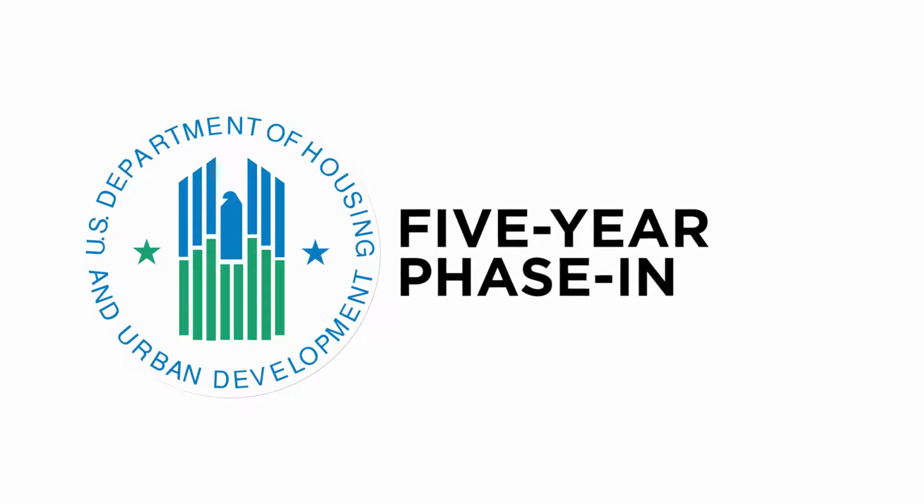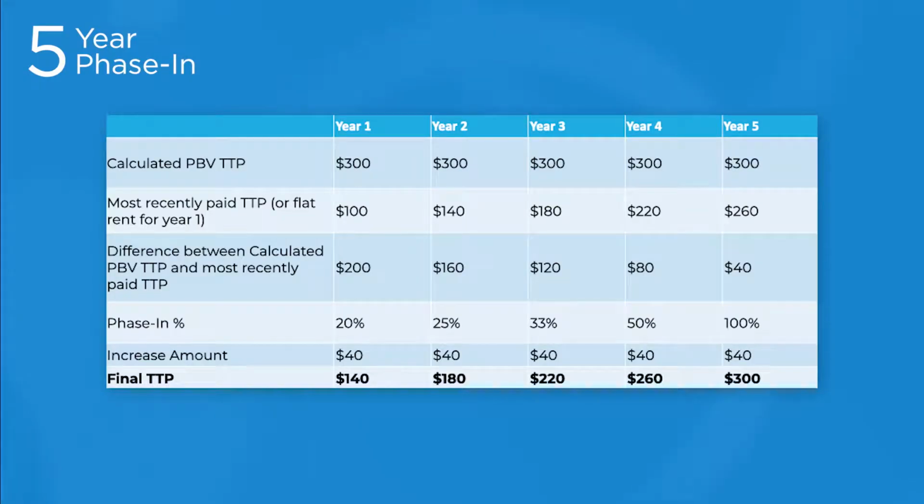5-year phase-in. And here we show what the percentage increase looks like across a 5-year phase-in. Again, later in the video, we will walk through a specific example with rent amounts to demonstrate what a resident might pay each year. At any annual or interim recertification performed prior to the second annual recertification following RAD conversion, the resident's contribution would increase by 20% of the difference between the calculated PBV TTP and the most recently paid TTP, or flat rent if a family was paying a flat rent immediately prior to conversion.